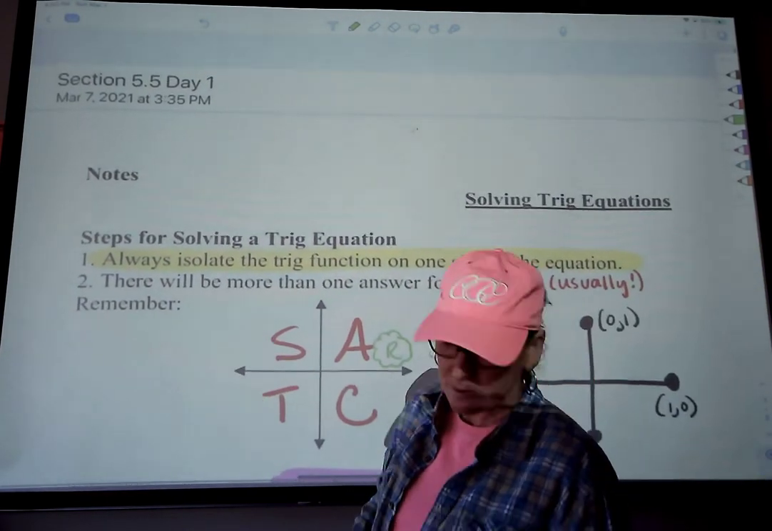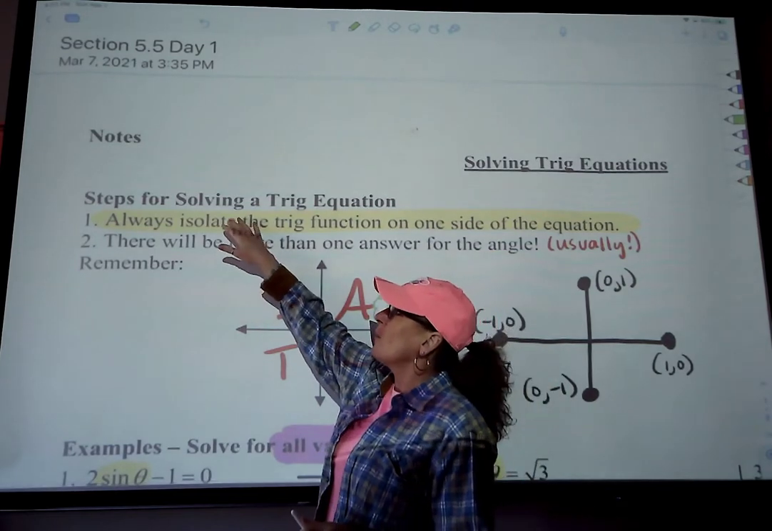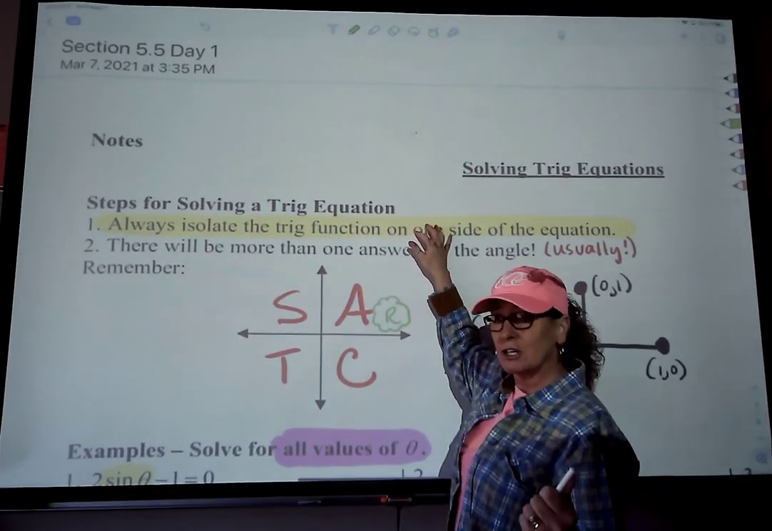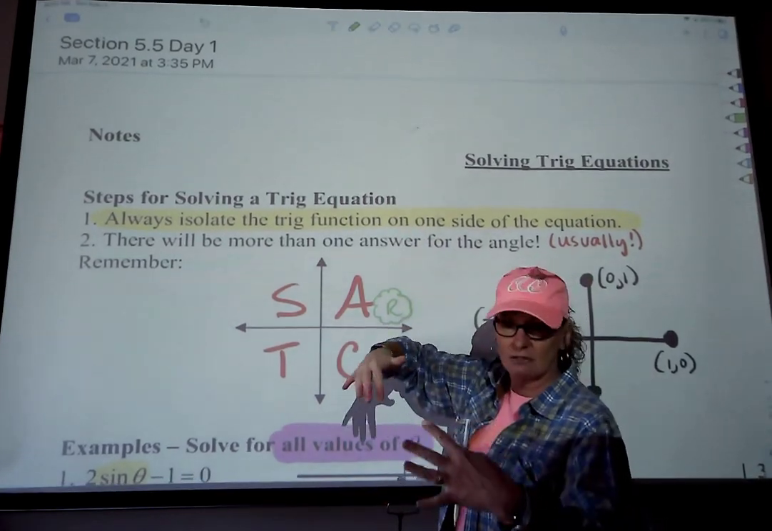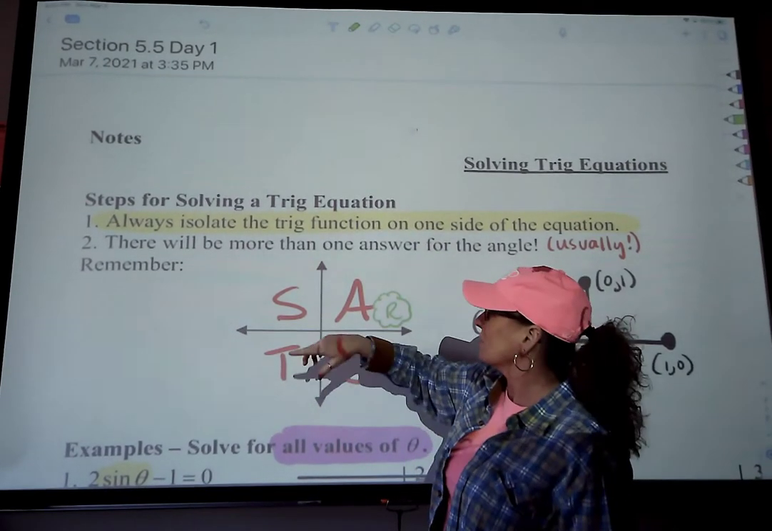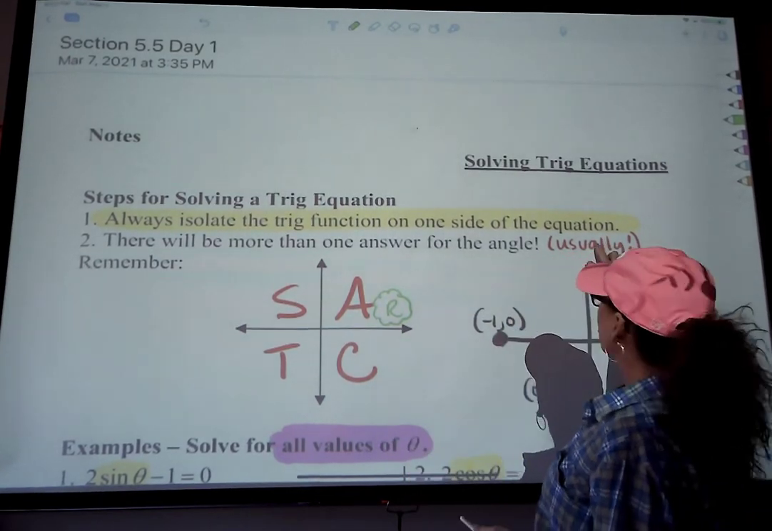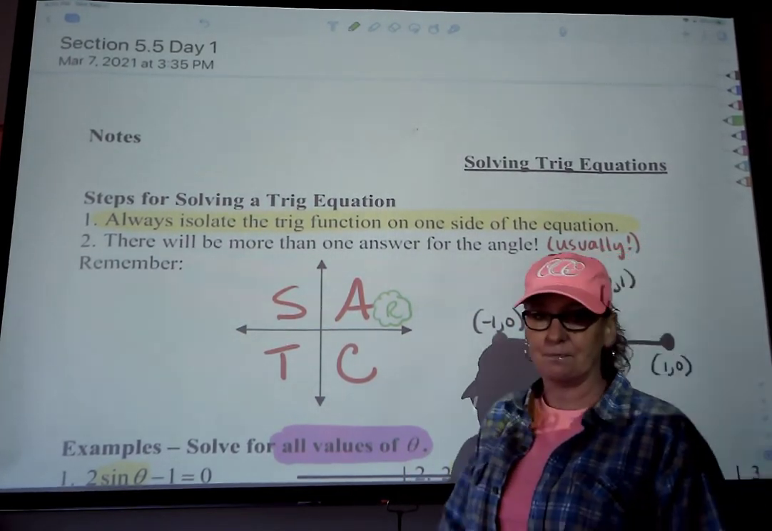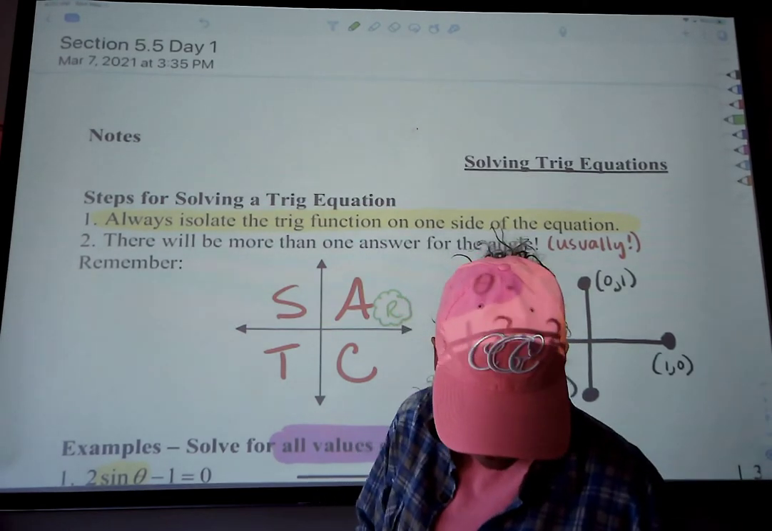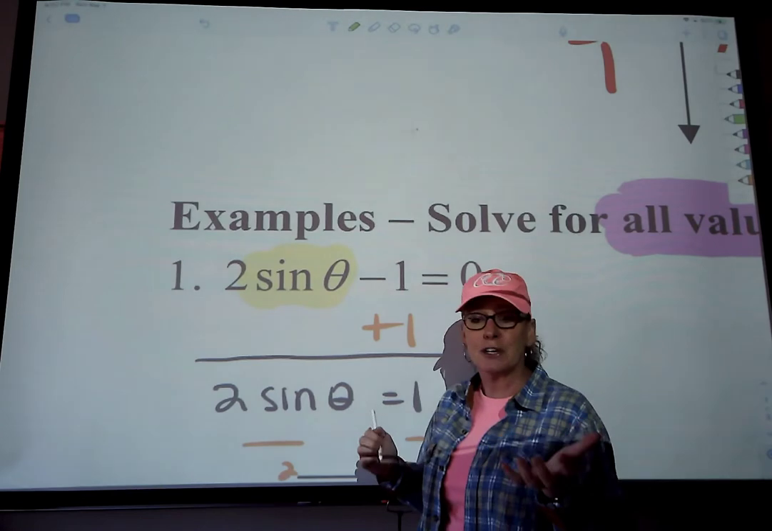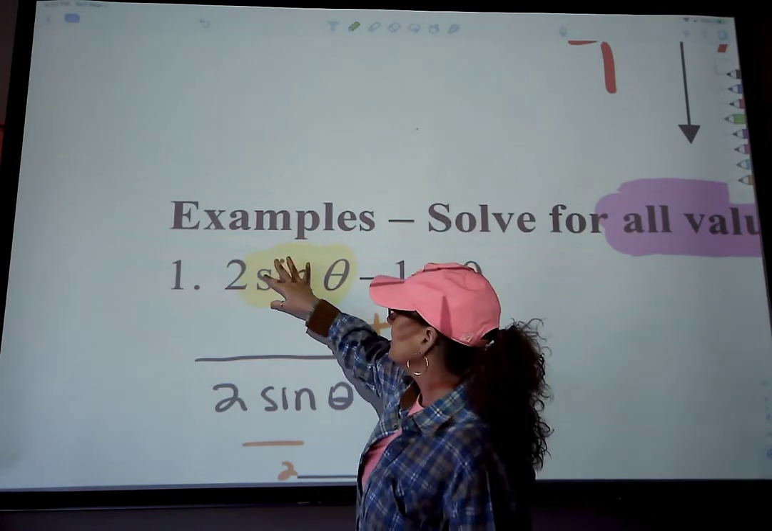Up here in the steps, we're always going to isolate the trig function on one side first. So sine of our angle, cosine of our angle, tangent of our angle, whatever. And almost every single time we will get more than one answer. Almost every single time. So the first thing you're going to see me do is I have highlighted the trig function. So I've highlighted sine of theta.